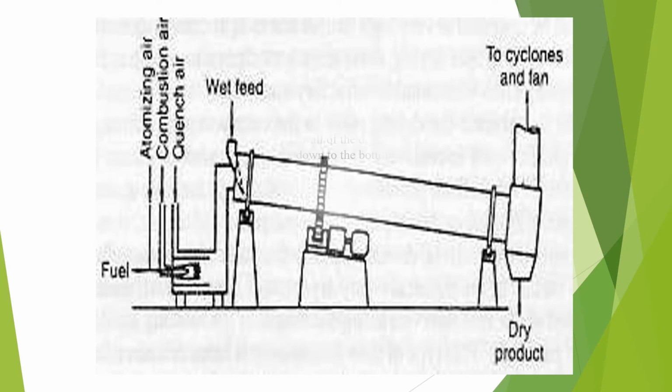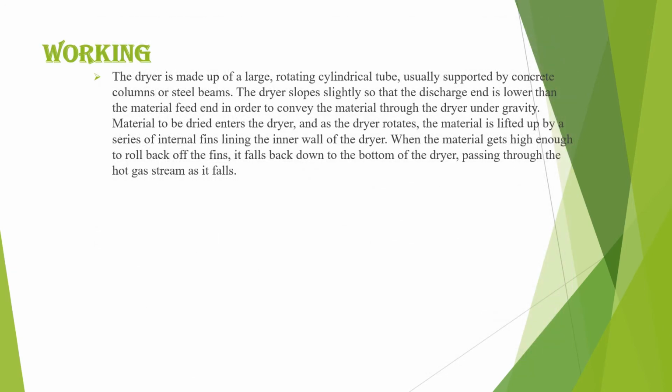Okay, to its working condition, it's made up of a large rotating cylindrical tube that is usually supported by concrete columns or steel beams. And the dryer slopes slightly so that the discharge end is lower than the material feed, in order to convey the material through the dryer under gravity.